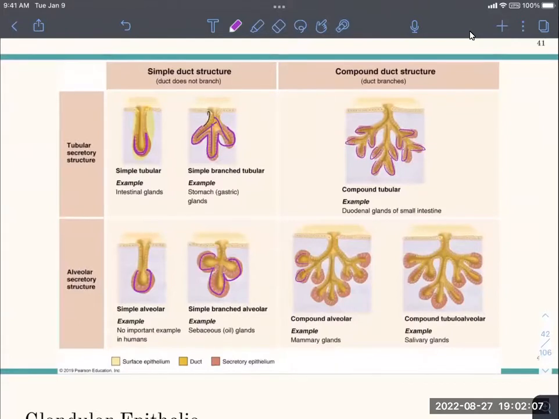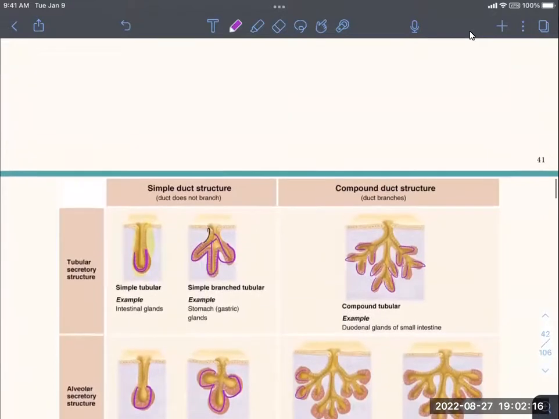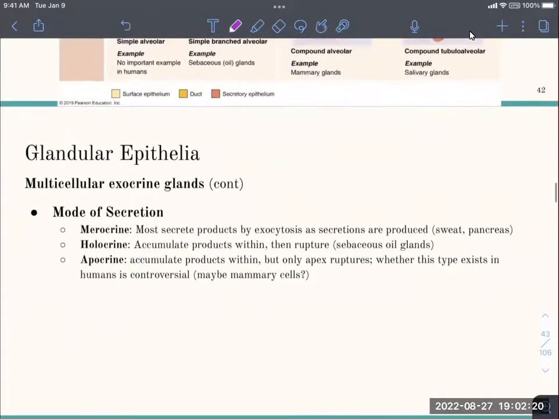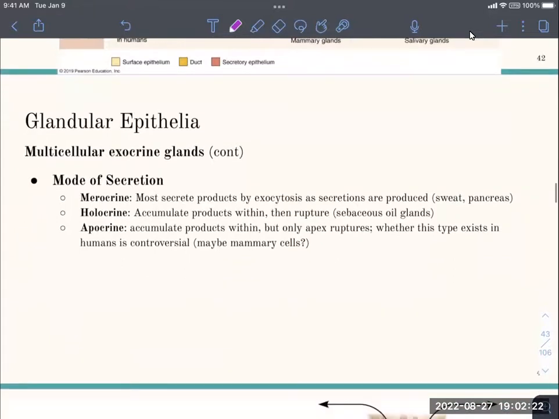You don't need to know the specific kinds, like the simple tubular versus simple alveolar, but just know that there are different kinds of glands out there. They can either secrete what is called merocrine. So it's exocytosis. Again, they have those secretory vesicles that bind with the plasma membrane and secrete their substances out. That's how your sweat comes out.